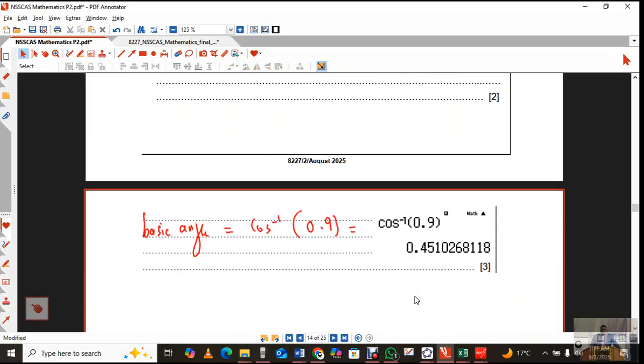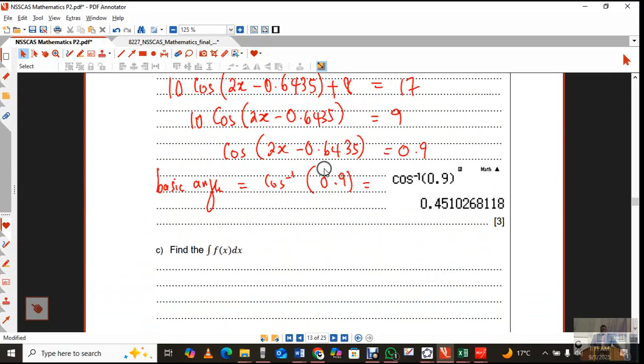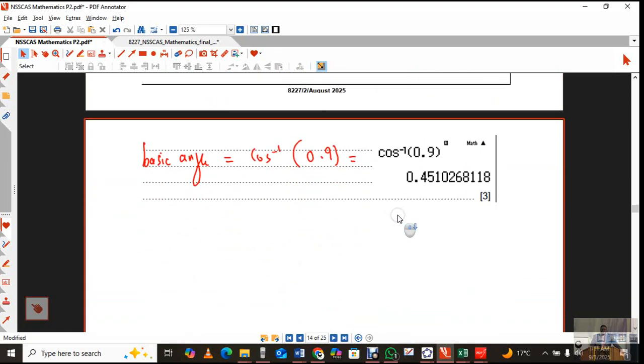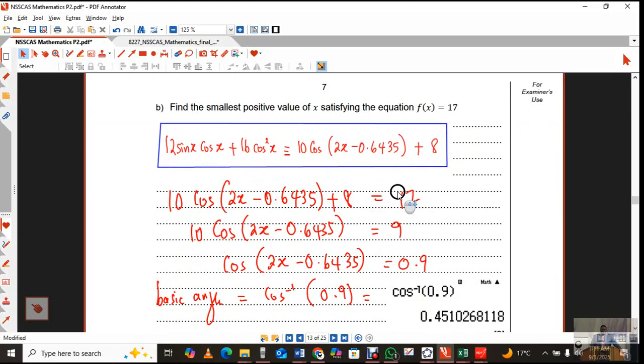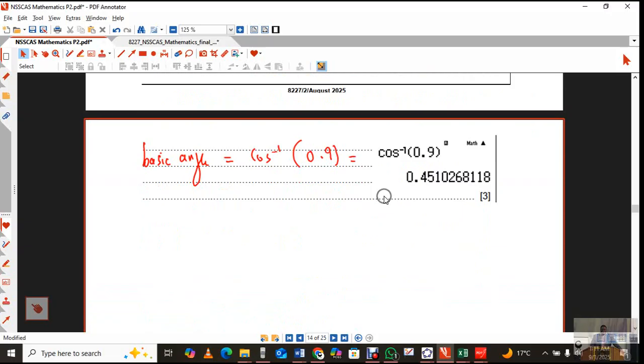All right. So if that is the basic angle, and we know that it's cos 2x minus 0.635. Okay. So what was our domain? Were they giving us our domain for theta? Okay, they just want the smallest possible angle, so it has to be the smallest angle, so it must be the first quadrant.